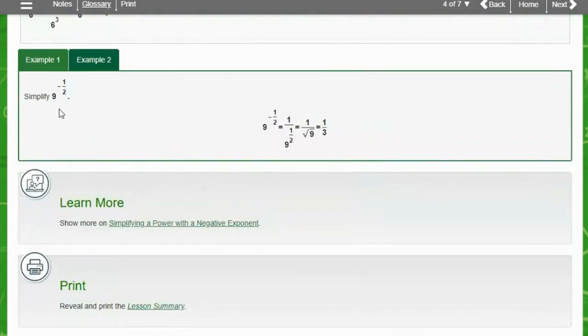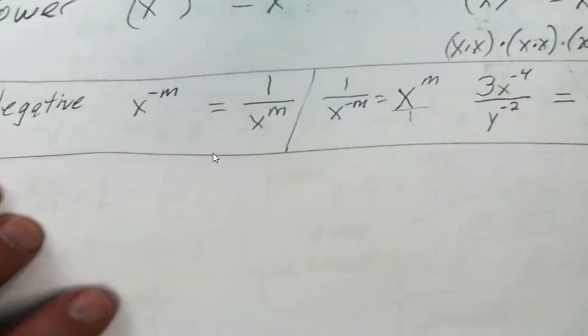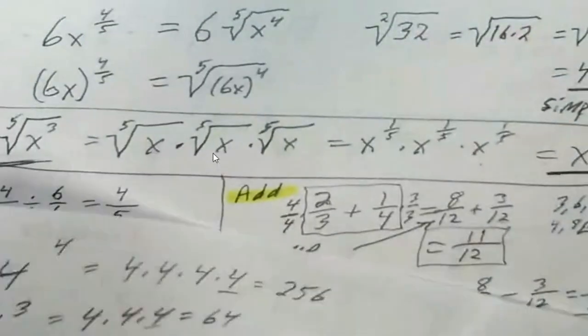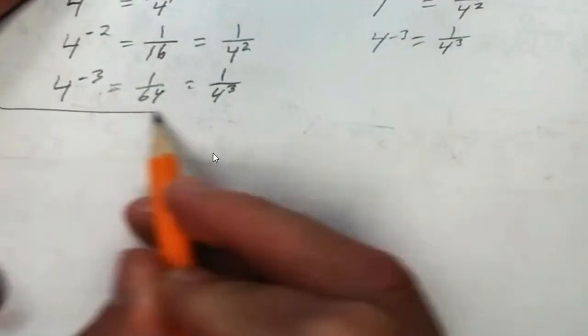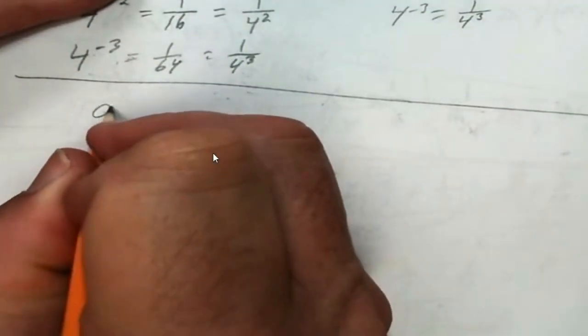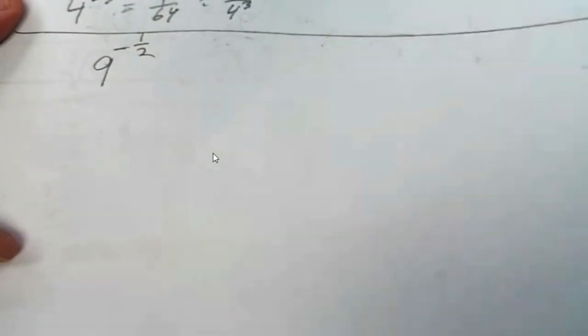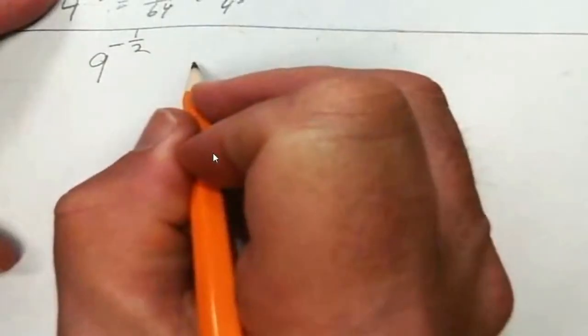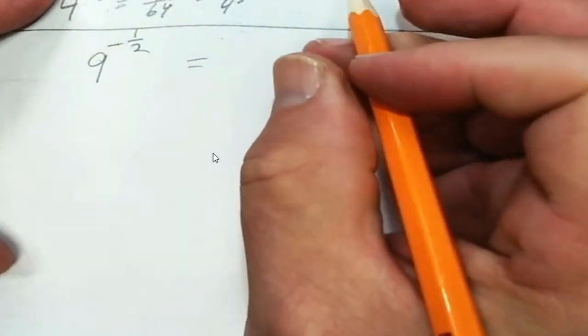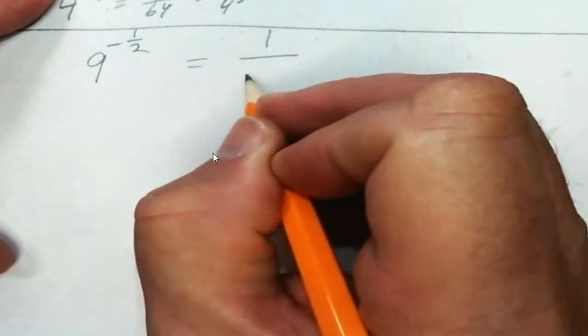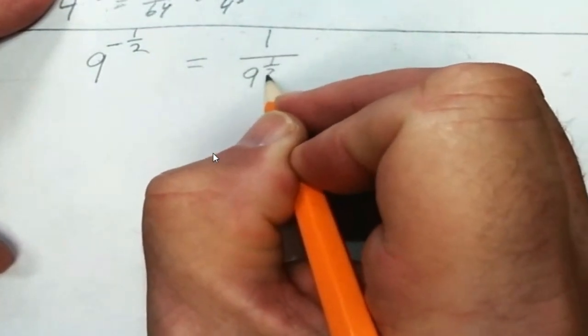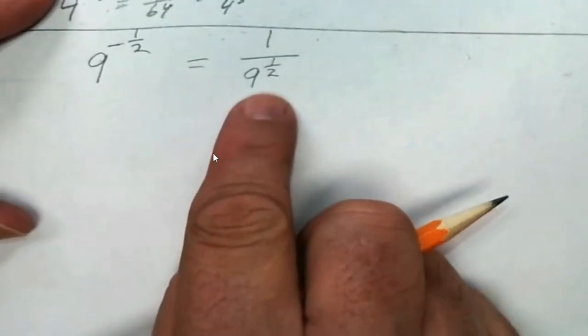So they want us to do an example here. Simplify 9 to the negative 1/2. So let's just practice right here in the back where we were working. If we have 9 to the negative 1/2 power. Ooh, all right. Looks a little tricky already. We know that we can say 1 over 9 and make that a positive exponent. 1 over 9 to the positive 1/2 power.